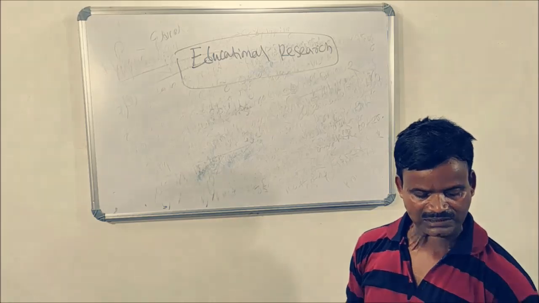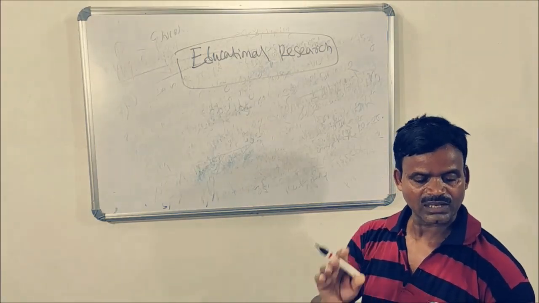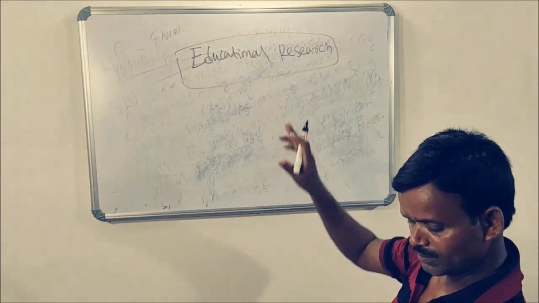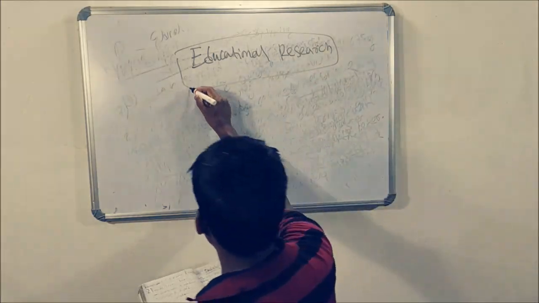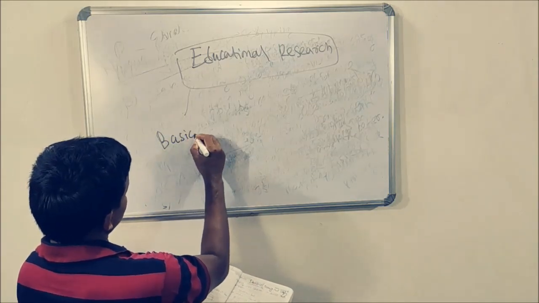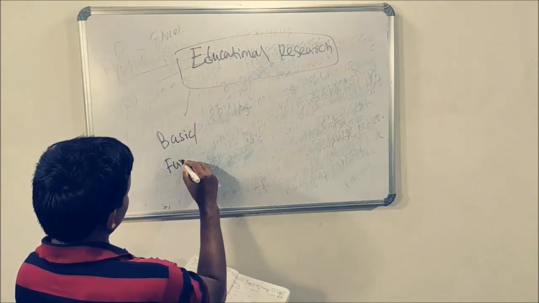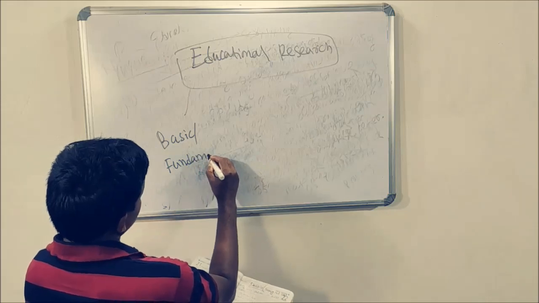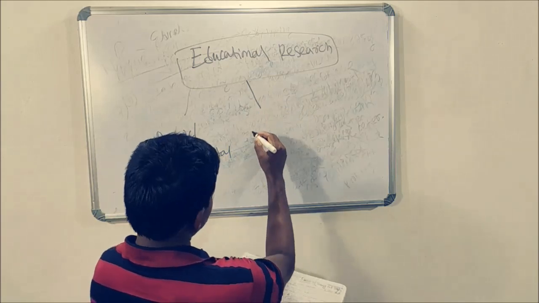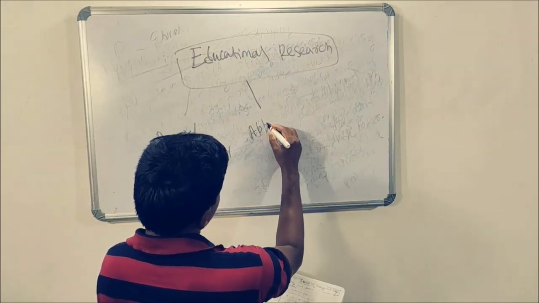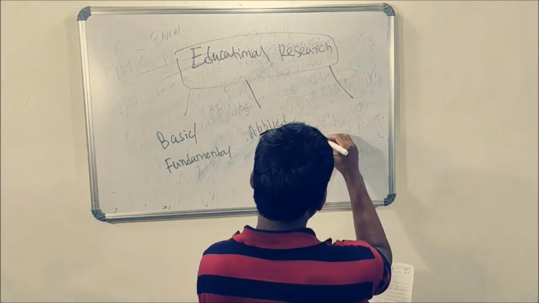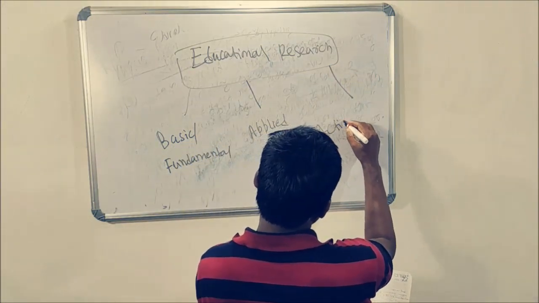Well, students, now we discuss the types of educational research. Educational research is mainly of three types. First one is basic or fundamental research. Next one is applied research. Last one is action research.